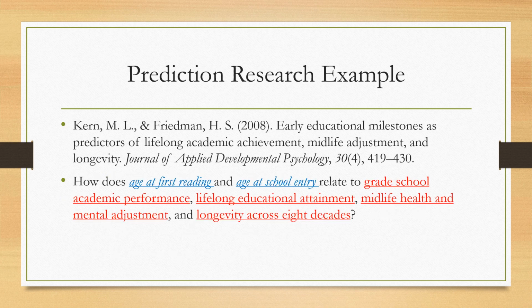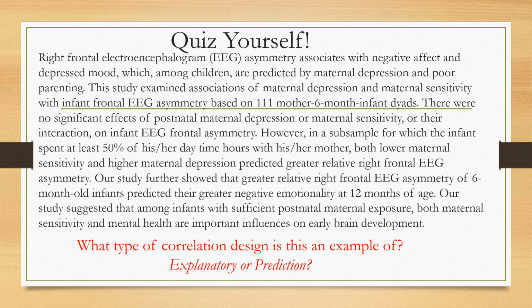If you said that the predictor variables are age at first reading and age at school entry, you are correct. And if you said that the criterion variables are grade school academic performance, lifelong educational attainment, midlife health, mental adjustment, and longevity across 8 decades, you were also correct. If you said prediction, you were right.